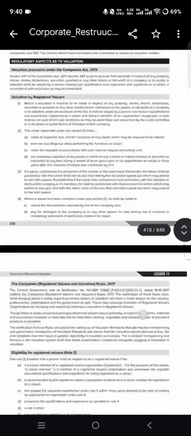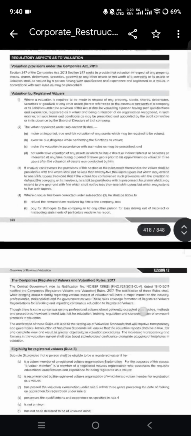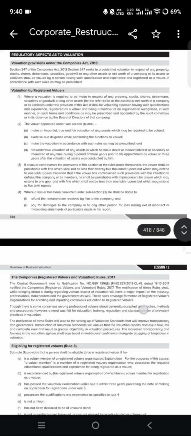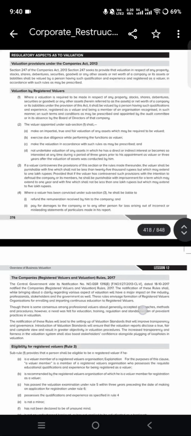Where a valuer has been convicted, he shall be liable to refund the remuneration received, and pay the damages to the company or to any other person for loss arising out of the incorrect or misleading statements. So refund and damages. Done. And the company's rules, in that second para, mean equality or comparability: all should follow the same set of guidelines in making the valuation report.